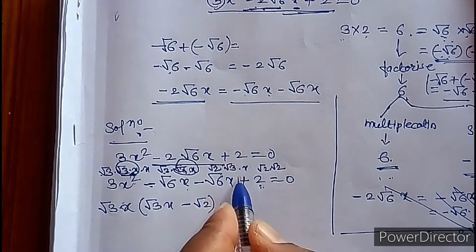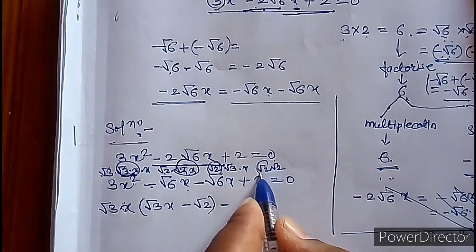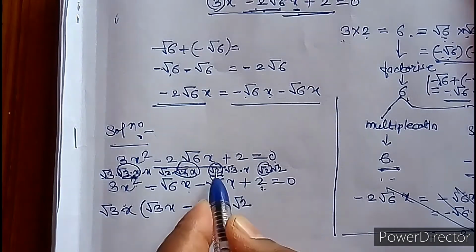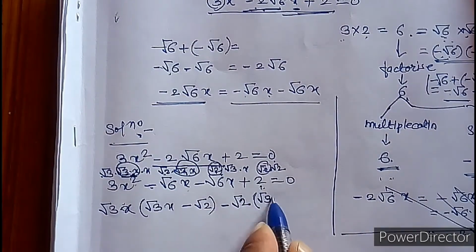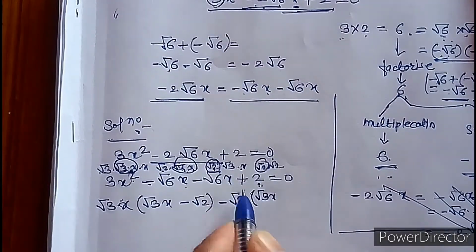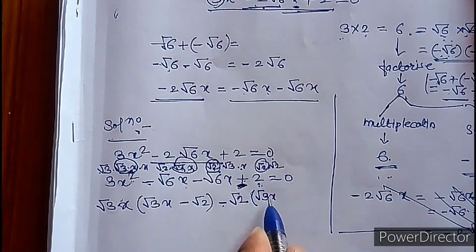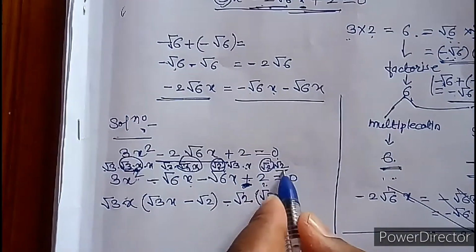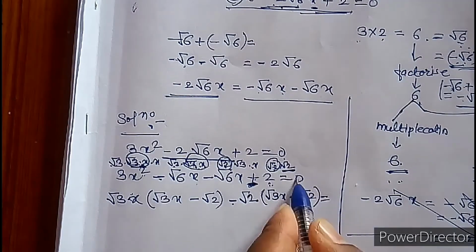Here take the common factor as root 2, means this root 2 and root 2. If we take root 2 common, here remains root 3 x, and since we have taken minus, this sign will be changed to minus. We have taken root 2 outside, here this root 2 remains, equals 0.